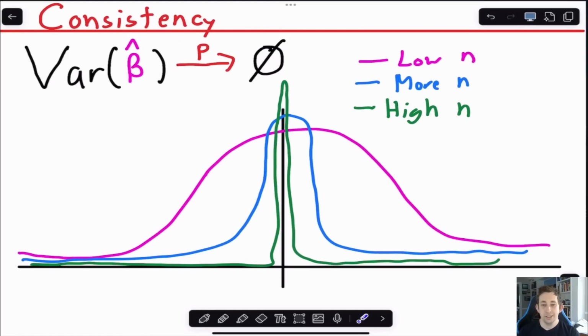And so we're going to use consistency, bias, and variance a lot going forward. When we talk about the OLS estimates, and when we talk about IV estimates, every time we talk about an estimate, we're going to be thinking of bias, variance, and consistency.